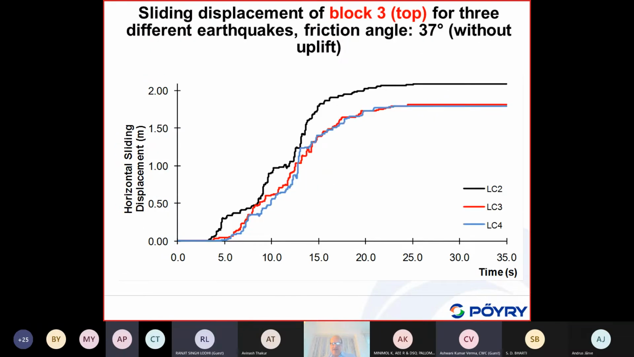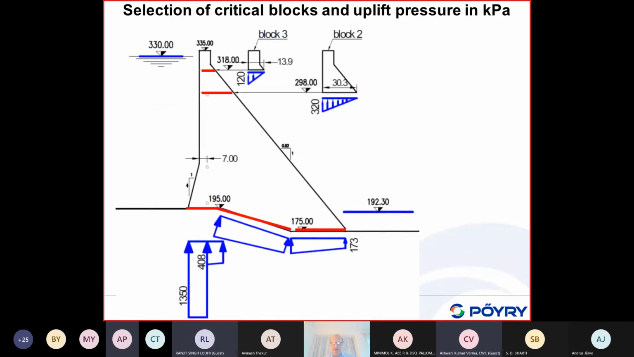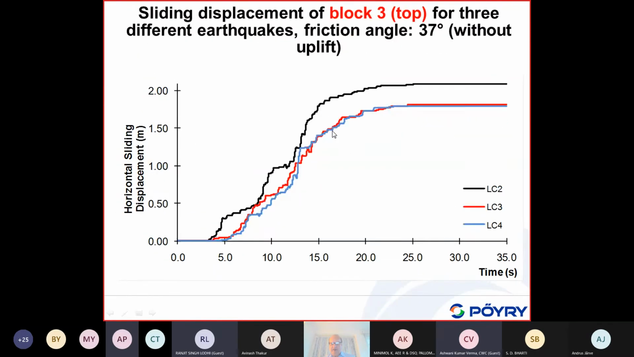It's very sensitive. Now we would like to look into the different blocks at the top, and I have given the definition of these blocks. This is block 3. This is a top block, which we are looking at here. Please look here: it is without uplift. It's a dry joint. If we look into that, for 37 degrees we have a movement, a displacement of 2 meters.